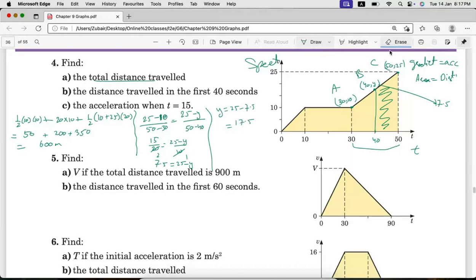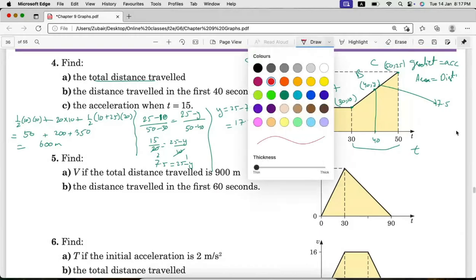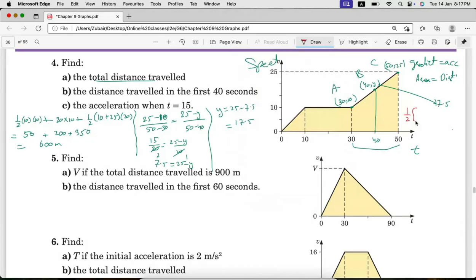So once we have that, now we know that the height of this section is 17.5 and I can find the area. So area is 1 by 2 into sum of parallel sides. This height is 17.5. The other height is 25, into distance between them is 10. So 17.5 plus 25 is 42.5 into 10 divided by 2.